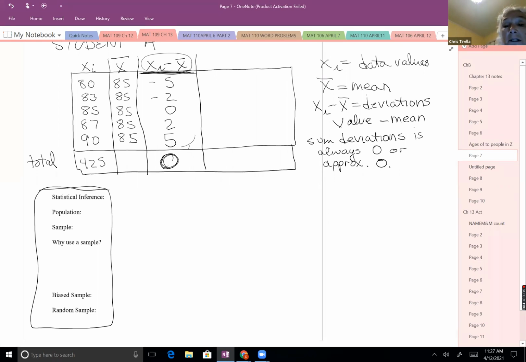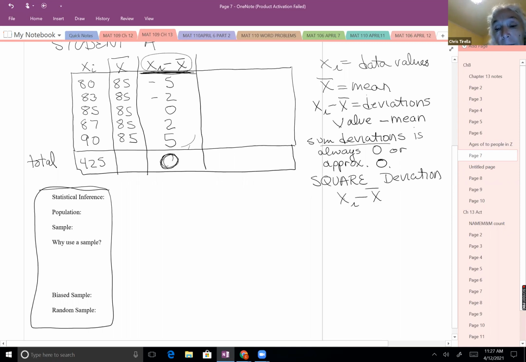So since the sum of the deviations is always 0 or approximately 0, what we want to do to take care of the fact that some are positive and some are negative is we're going to square the deviations. We're going to take the data value minus the mean and square them. So my next column is going to be the data value minus the mean squared.